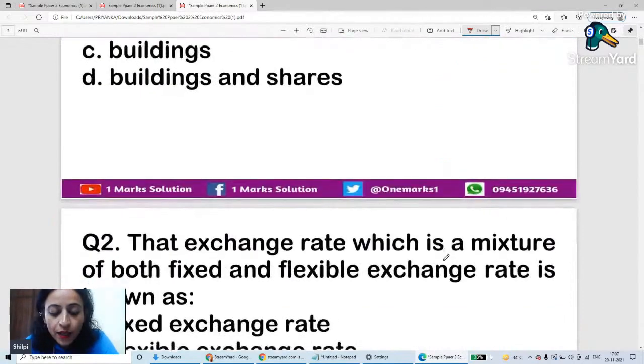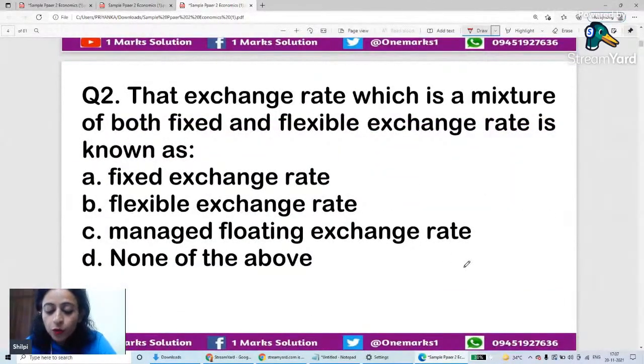Now question 2, that exchange rate which is a mixture of both fixed and flexible exchange rate is known as. Now see, options are very much clear. Fixed exchange rate and flexible exchange rate combined will be making what? Now first option is fixed exchange rate system. It can't be, flexible can't be. Then third is managed floating exchange rate system, in which exchange rate is fixed but there may be interference by the member of committee which is already assigned. So there they have both features of fixed exchange rate system as well as flexible exchange rate system. So we'll go for option C in this, managed floating exchange rate.